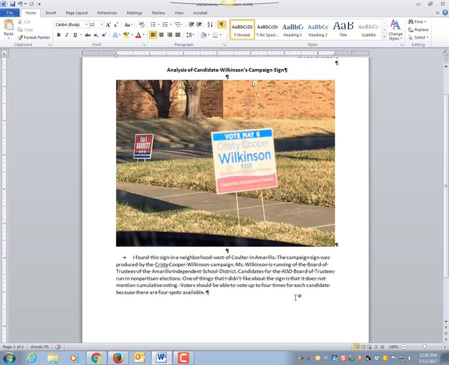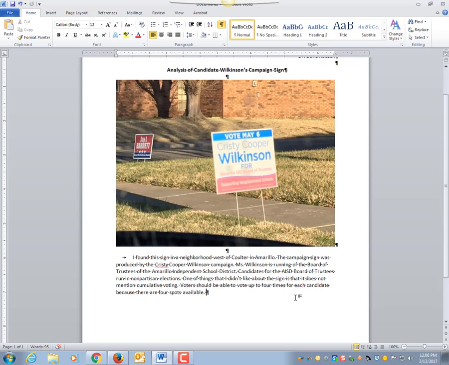So each voter can vote 1 time for each of the seats that are available, but they're allowed to take those 4 votes, and they can vote 4 times for 1 candidate, 2 times for 2 candidates, 1 time each for 4 candidates. And again, as I said, we'll discuss cumulative voting. Everything on the sign looks like it's pretty good. It looks like it's legal.